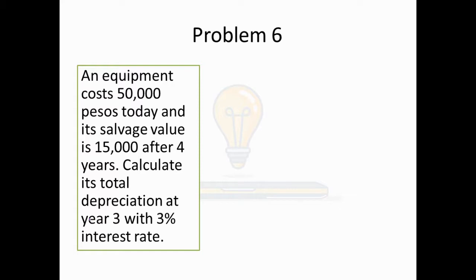So for the remaining problems, we will not be writing the given anymore. We'll just proceed with the unknown for every problem and then go directly to its solution. For this problem, the given is 50,000, 15,000 after 4 years, and we need to calculate the total depreciation at year 3 with 3% interest rate. So the unknown is the total depreciation value, or the capital letter D, at year 3. Meaning to say, our unknown is D sub 3.